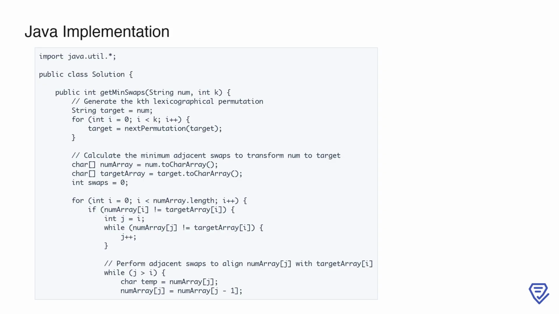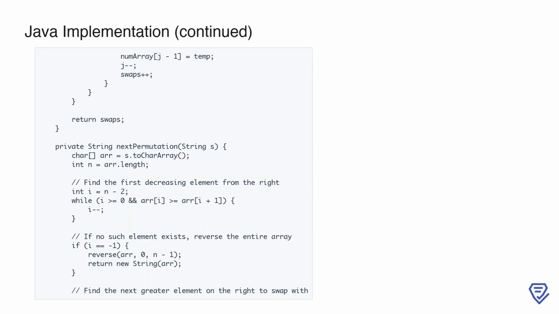We convert both strings into character arrays, number array and target array, for easier manipulation. Then, we iterate through number array. Whenever we find a mismatch between number array and target array, we locate the position of the target character in number array and repeatedly swap adjacent elements to move it to the correct position, incrementing the swaps counter for each adjustment. The swapping process continues until the mismatch is resolved, ensuring that the arrays align step by step.